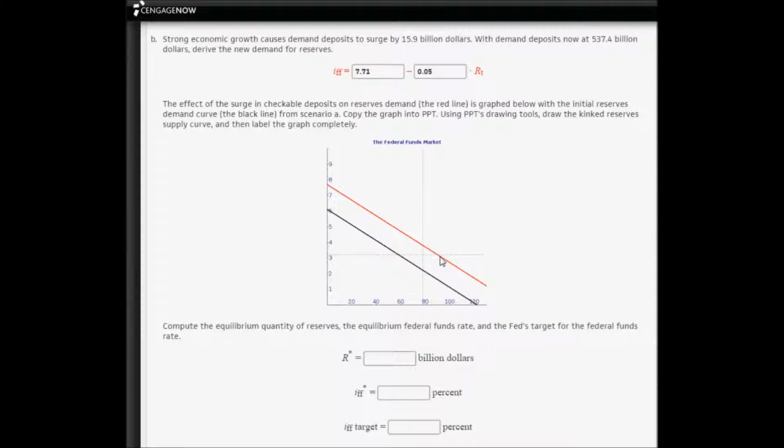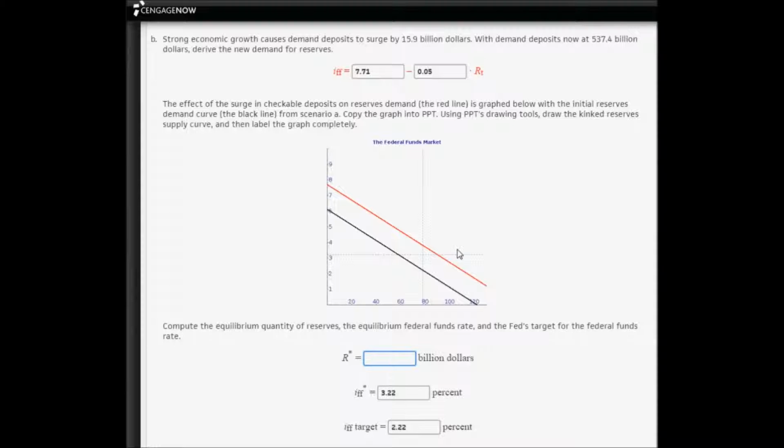Since the reserve demand curve is now on the horizontal section of the supply curve, quantity of reserves have increased. And the federal funds rate is now equal to the discount rate. So the equilibrium federal funds rate is 3.22. The target is still 2.22.